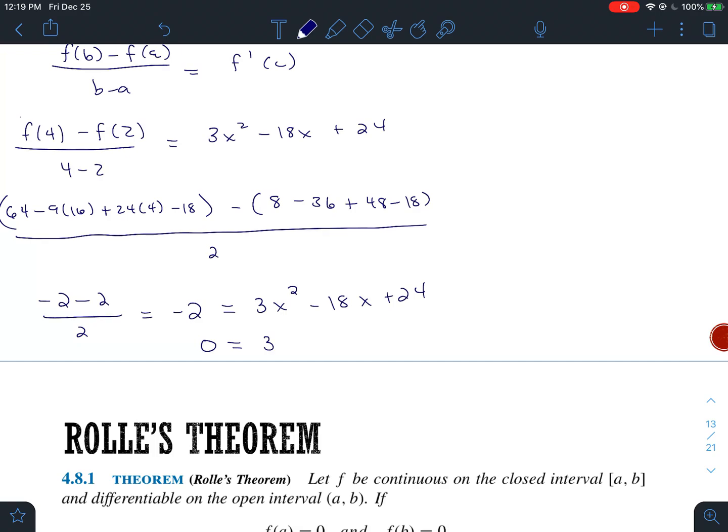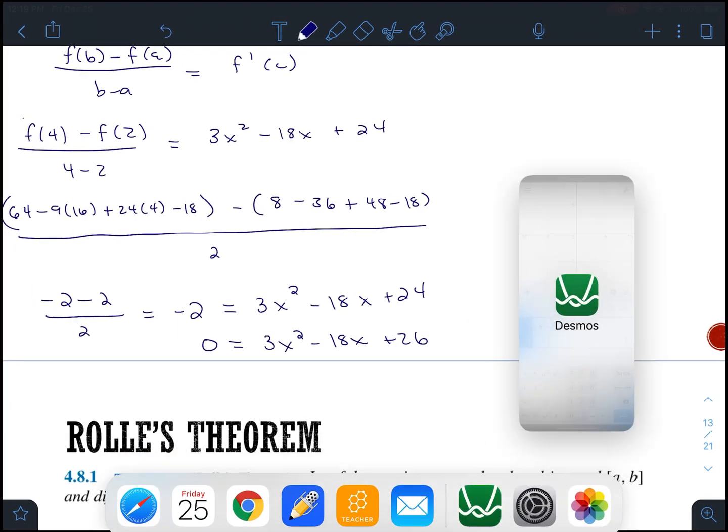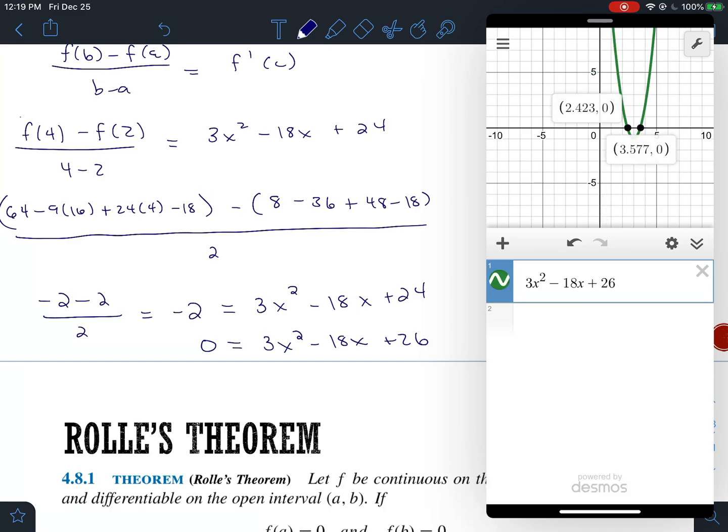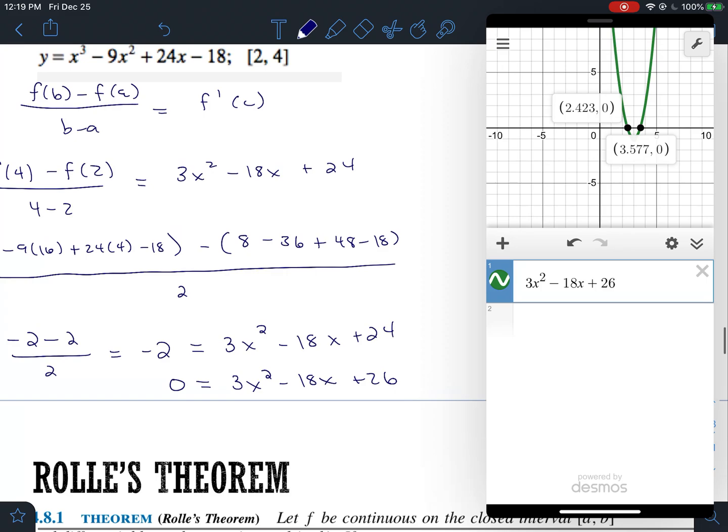So 3x squared minus 18x plus 24. And now we need to solve this. So I'm going to bring the 2 over. So I have 0 equals 3x squared minus 18x plus 26. And so we want to know when that's equal to 0. So again, you could try and factor and solve, or we could graph it.